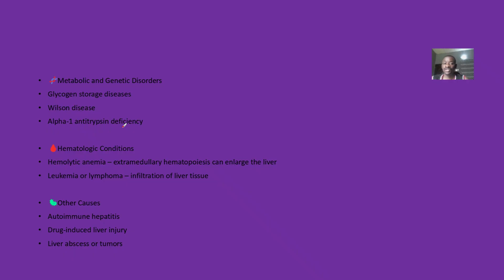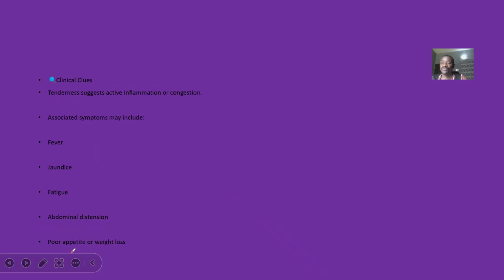So under the metabolic and genetic issues, you can be suspecting glycogen storage disease, Wilson's disease, alpha-1 antitrypsin deficiency. Okay, under the blood issues, you can be suspecting hemolytic anemia, leukemia, lymphoma. Other issues you can be suspecting could be that the body's immune system is kind of fighting the body cells, that's autoimmune issues. All right, then drug-induced liver injury, okay, liver abscess or tumors.